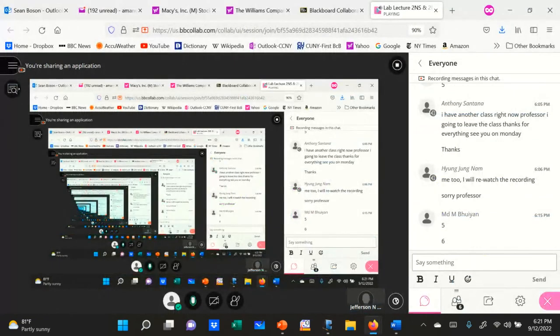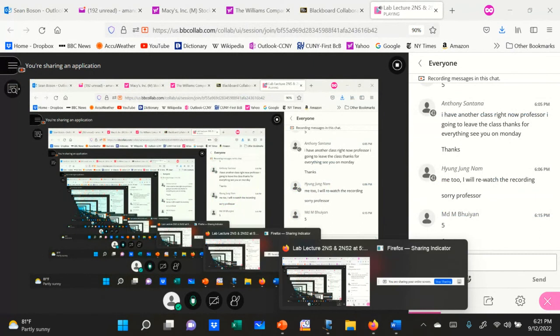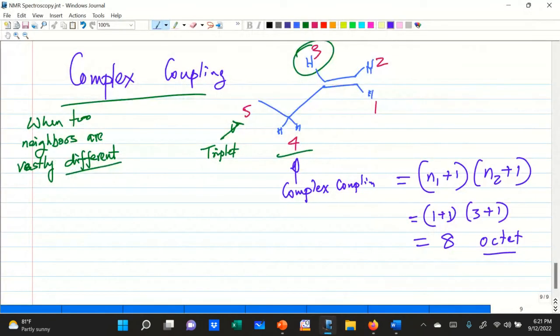So now not even 5, not even 6, you get 8. That results in 8. So N1 plus 1 times N2 plus 1. N1 is that vinylic hydrogen, N2 is this methyl hydrogen on 5. So that makes it total 8.